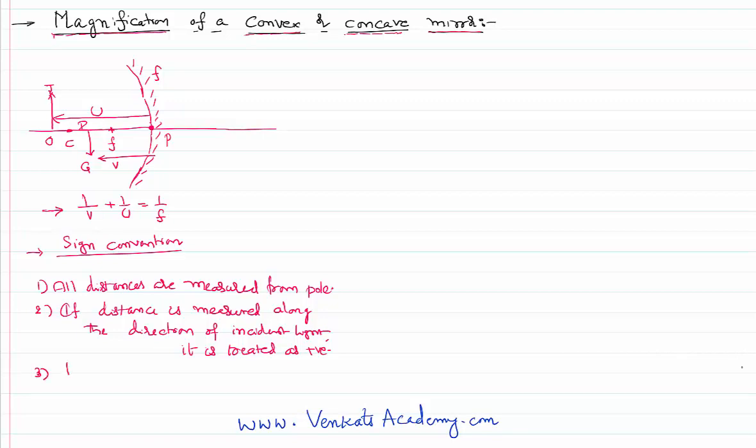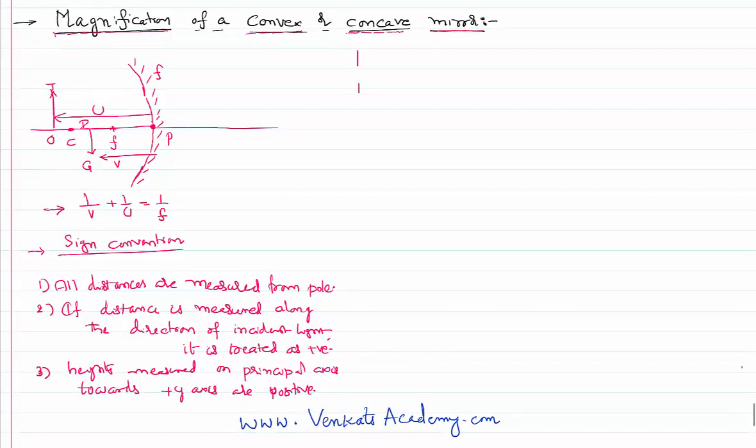Similarly, heights measured on the principal axis towards the positive y-axis are positive, and vice versa. That means heights measured along the negative y-axis are treated as negative.